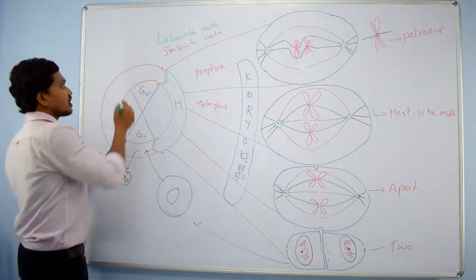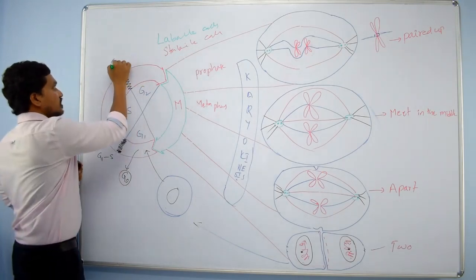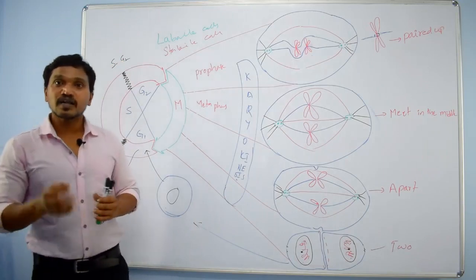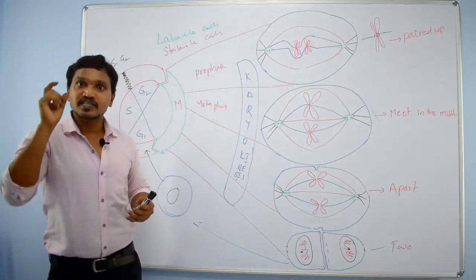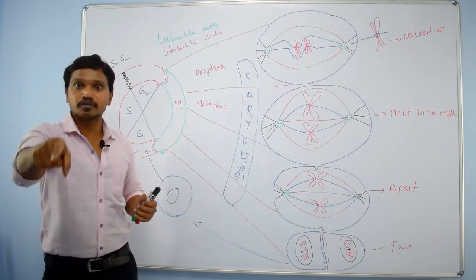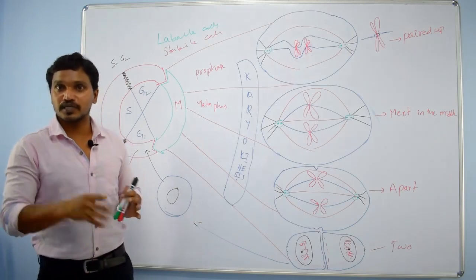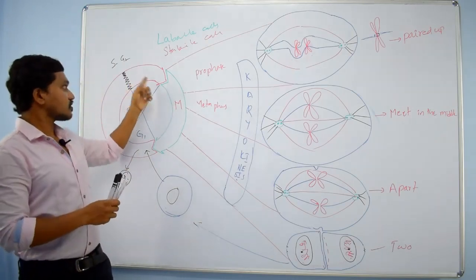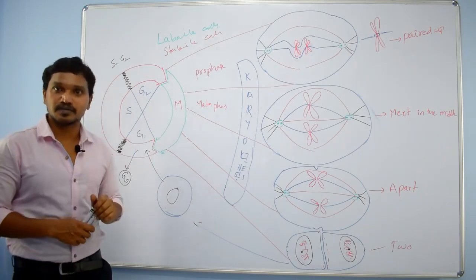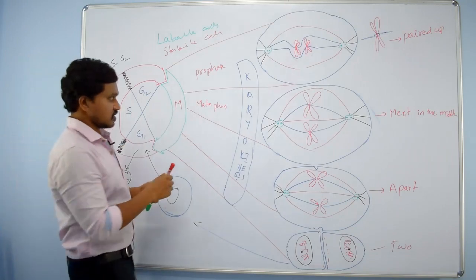Then here one more checkpoint it has to cross. This checkpoint we call the S and G2 checkpoint. This checkpoint checks and ensures that there is no damage of DNA during replication. During synthesis or replication, no damage. Then only it will allow the cell to enter into G2 phase. If there is damage, again it is sent back. Clear? Another important one is here.